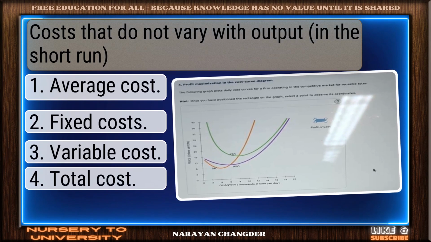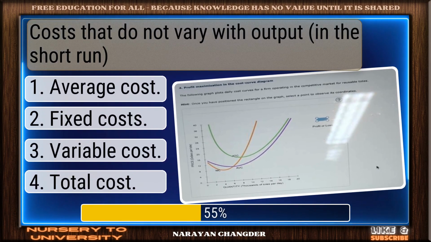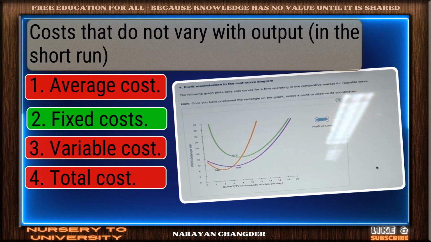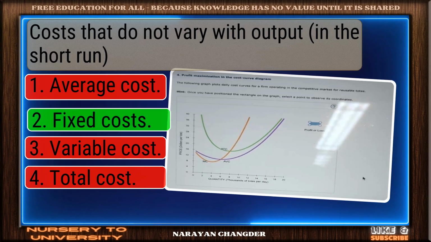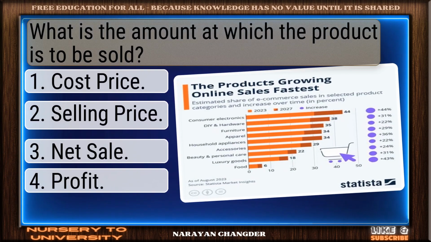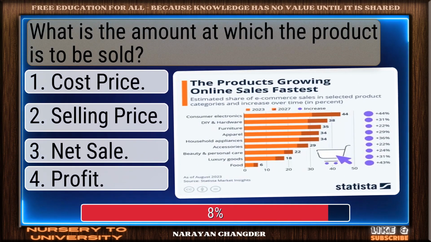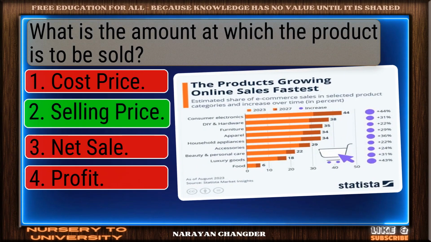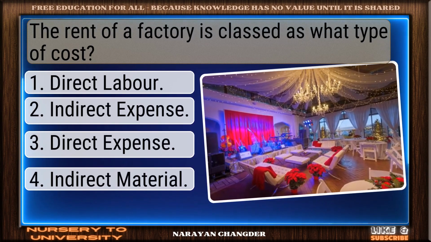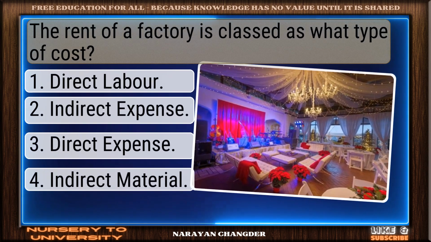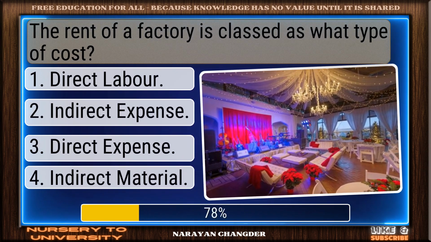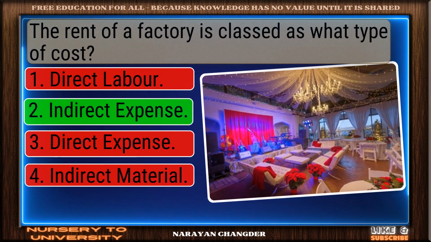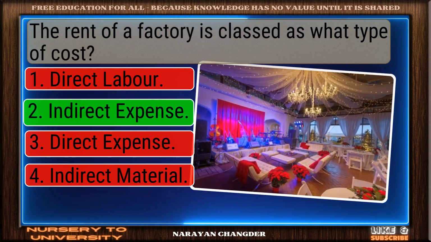Costs that do not vary with output. Great job. Fixed costs is accurate. What is the amount at which the product is to be sold? You got it. Selling price fits. The rent of a factory is classed as what type of cost? Strong choice. Indirect expense is right.